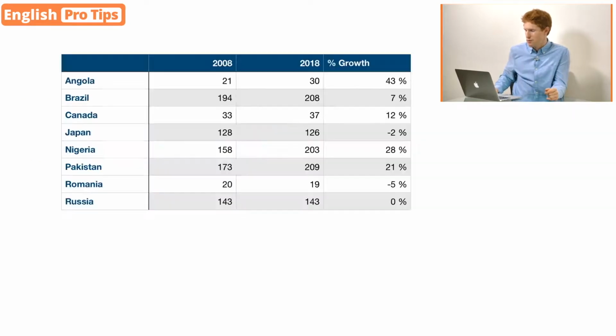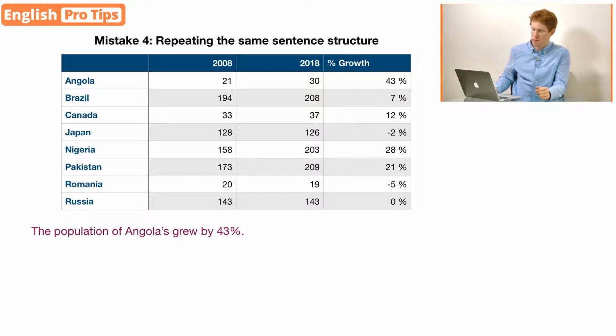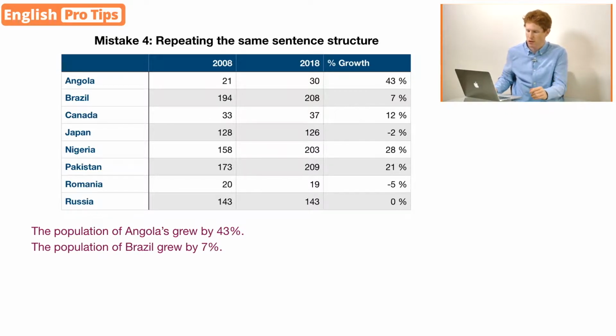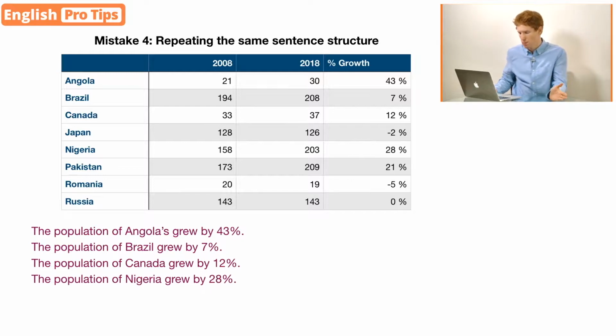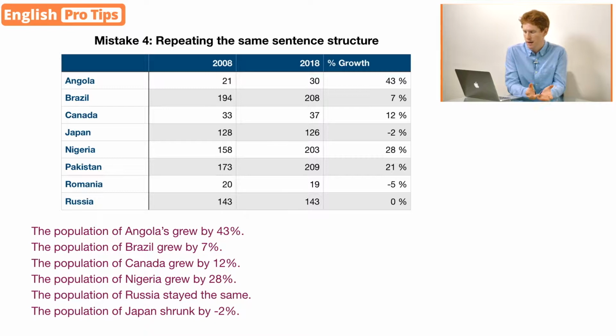Okay, mistake number 4. And that is repeating the same sentence structure. Look at all of these sentences. The population of Angola grew by 43%. The population of Brazil grew by 7%. The population of Canada grew by 12%. The population of Nigeria grew by 28%. The population of Russia stayed the same. The population of Japan shrunk by 2%. So these are all correct. They're grammatically correct, but they're the exact same sentence structure.